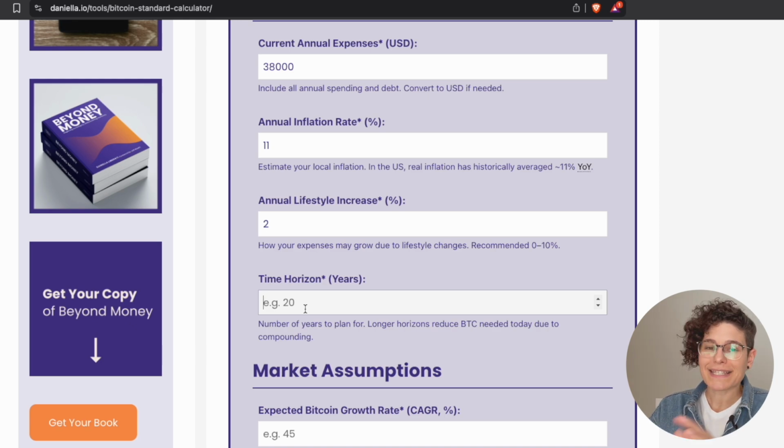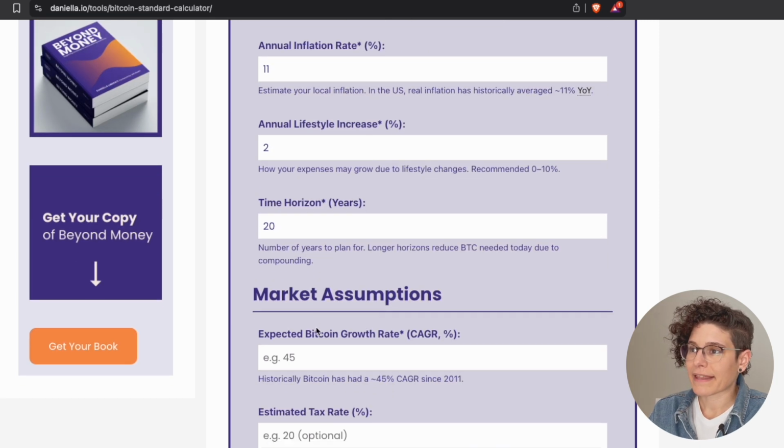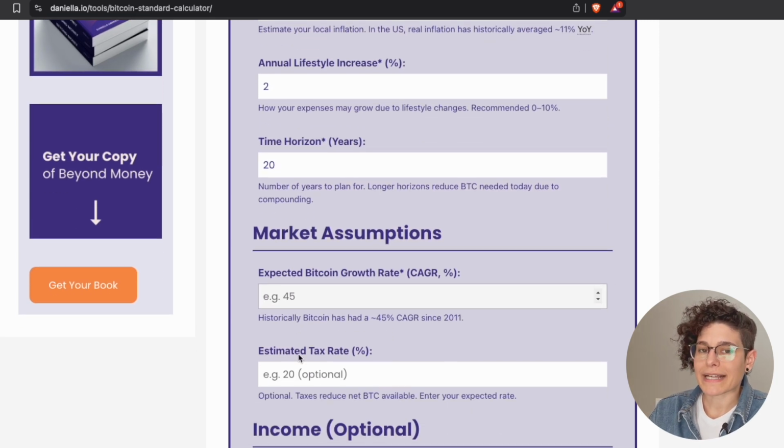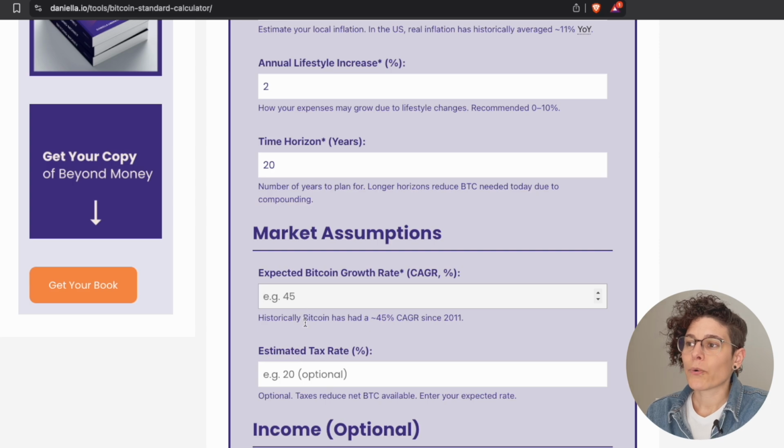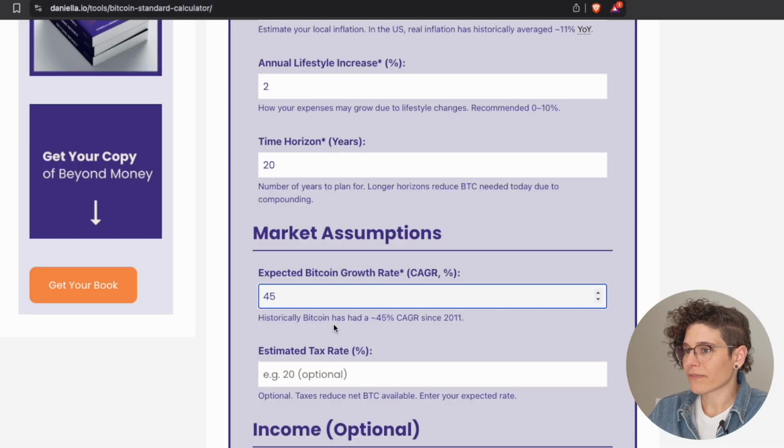Like I said, this isn't financial advice. This isn't perfect. If you have suggestions that you want to send me, let me know. I'm totally open to it. But yeah, I think that's where it kind of breaks down, is the exponentials, because we can see it in this part. What is your expected Bitcoin CAGR? So the compounded annual growth rate. On average, it's been 45% since the inception of Bitcoin. Do you believe it's going to continue in that way? Do you think it's going to go up more? Is it going to be less? So just put whatever your assumption is. I'm going to put 45 for our example.